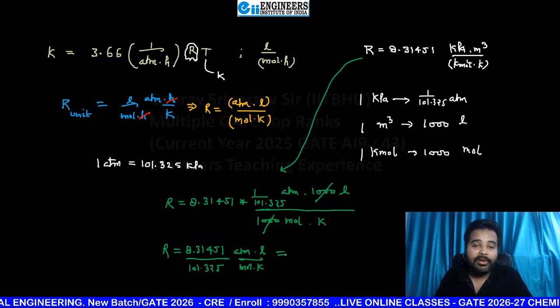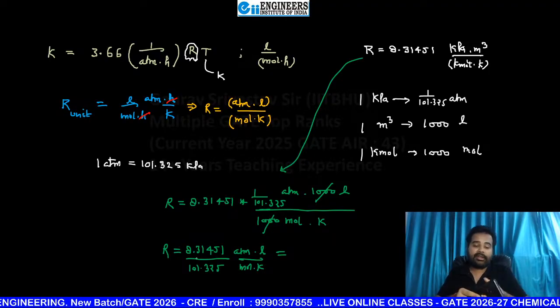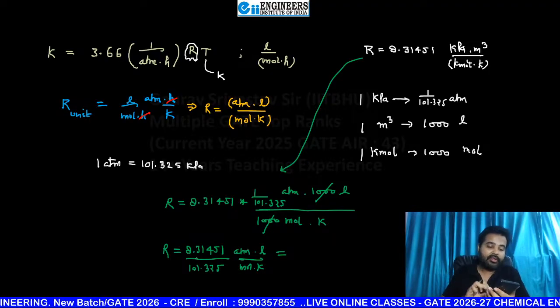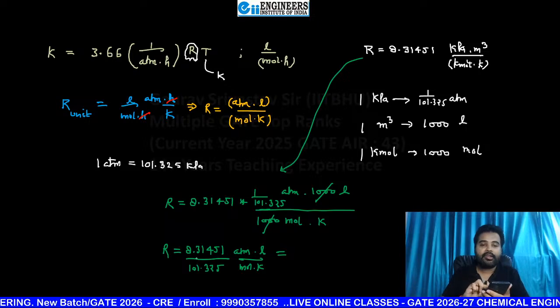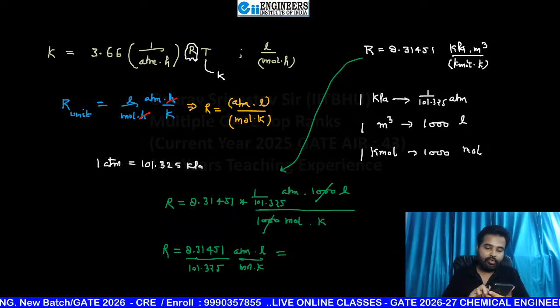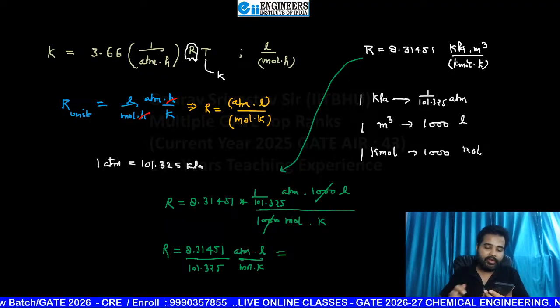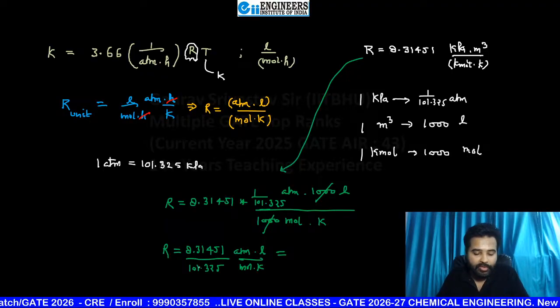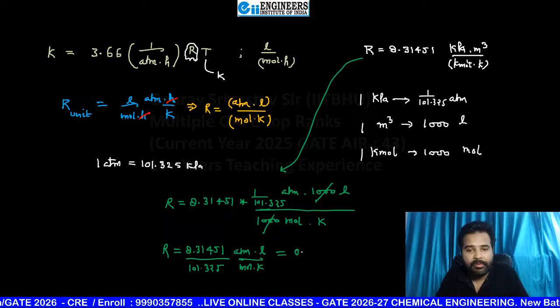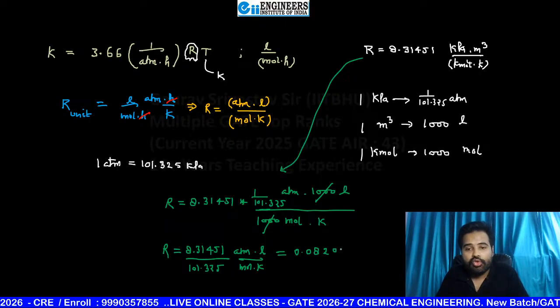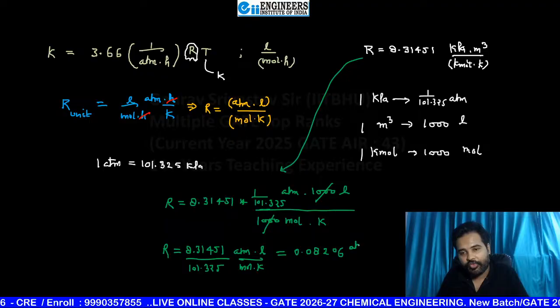Now please divide this and tell me what you get. 8.31451 divided by 101.325 is 0.082057. Up to 5 decimal places, I am writing 0.08206. Fantastic, mind blowing, super.